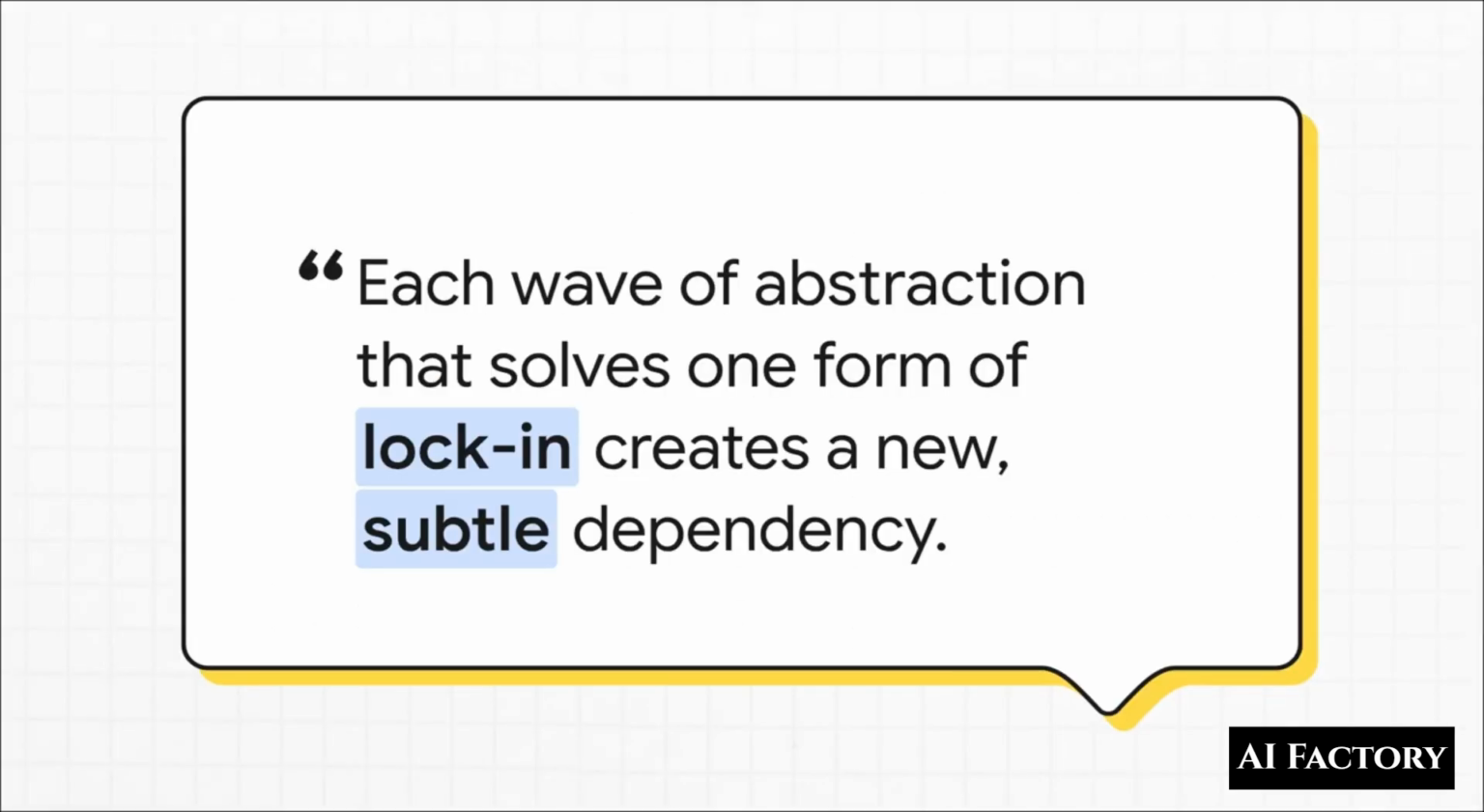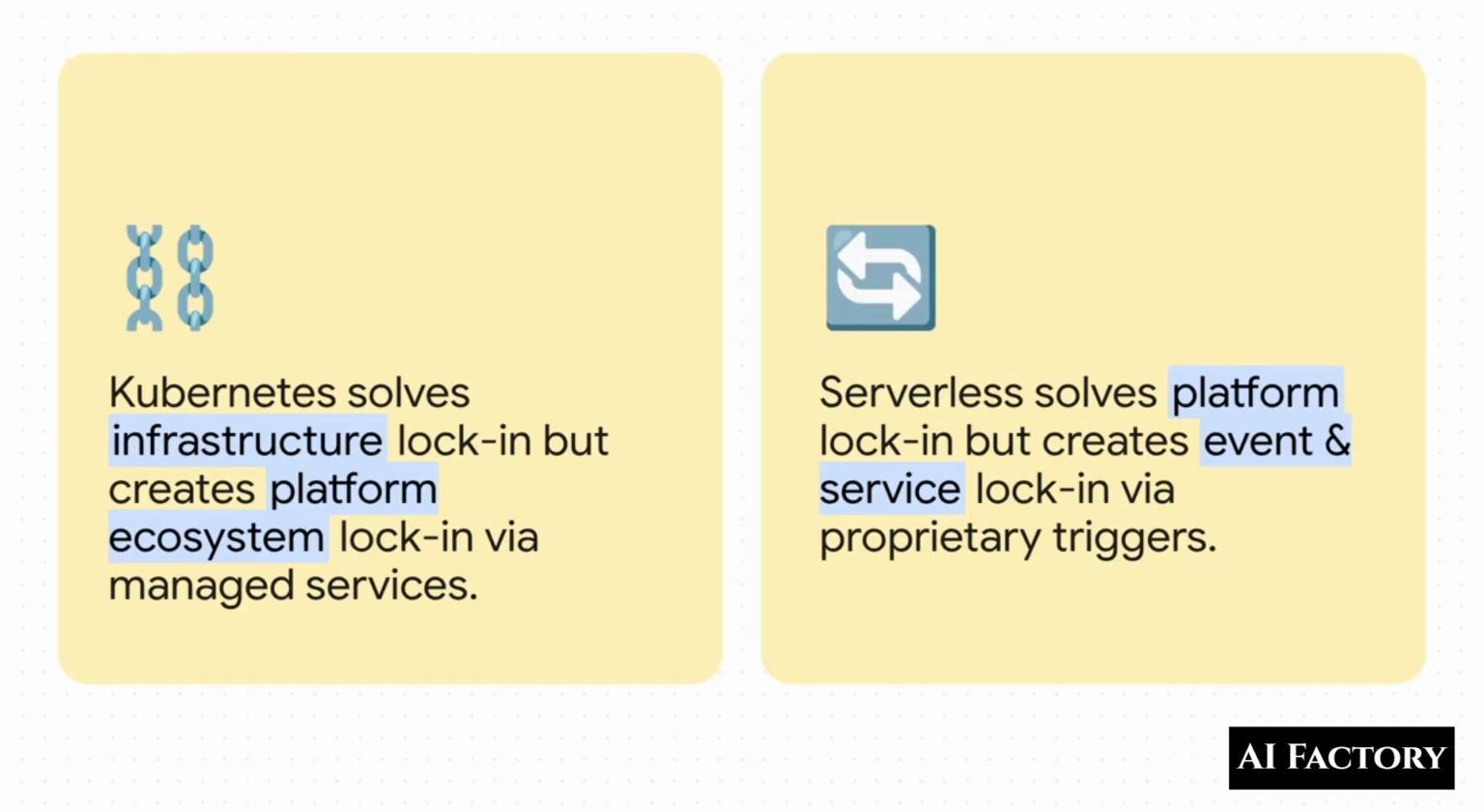And this gets us right back to the heart of the paradox. The whole point of all this was to be portable, to not get stuck with one vendor. But it seems like every time we add a new layer of abstraction to solve one kind of lock-in, we just end up creating a new kind of dependency. Let me show you how this cycle plays out.